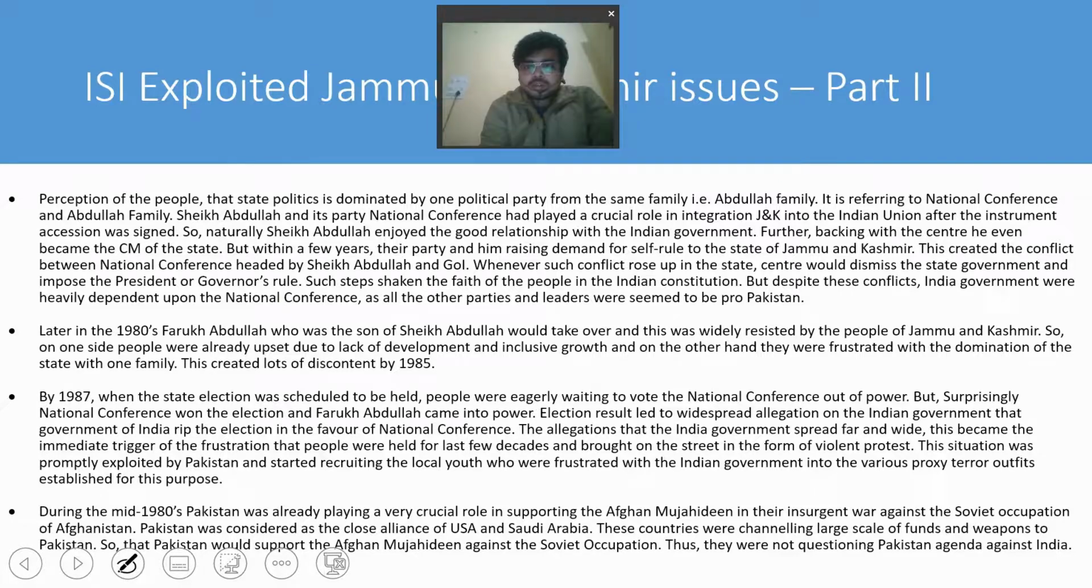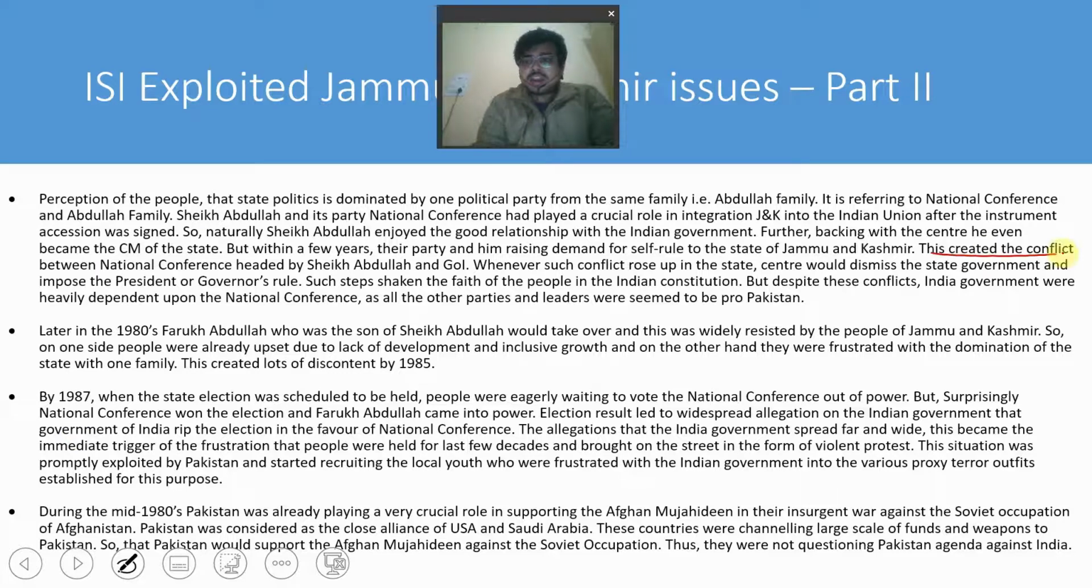It is like, no democracy, only one family is ruling the country. So as they helped in the integration of Jammu and Kashmir into the Indian Union, Sheikh Abdullah enjoyed a good relationship with the Indian government. With backing from the center, he became the chief minister of the state as well. But within a few years, he and his party started raising a demand for self-rule of the state of Jammu and Kashmir. He became the chief minister of that region, and after that he himself started to demand that Jammu and Kashmir be made independent.